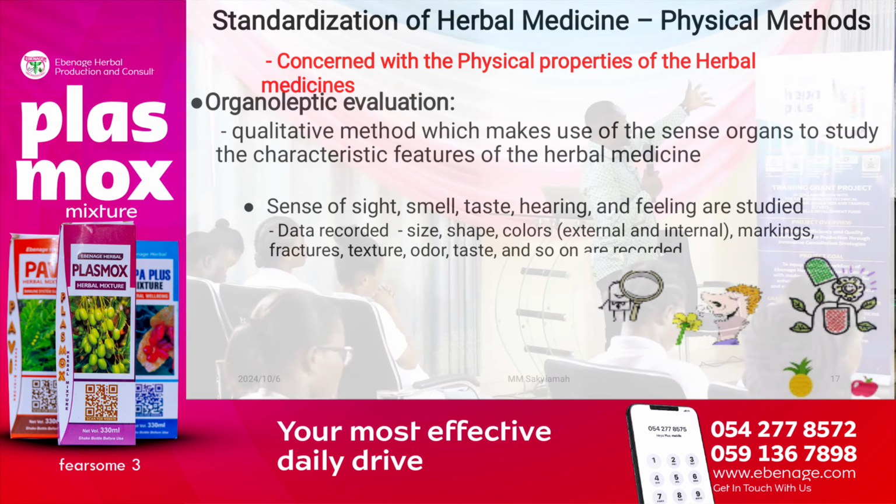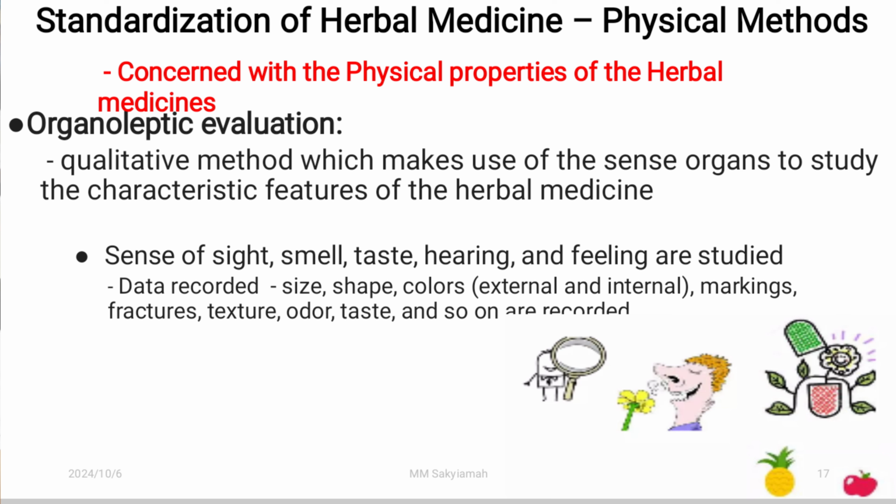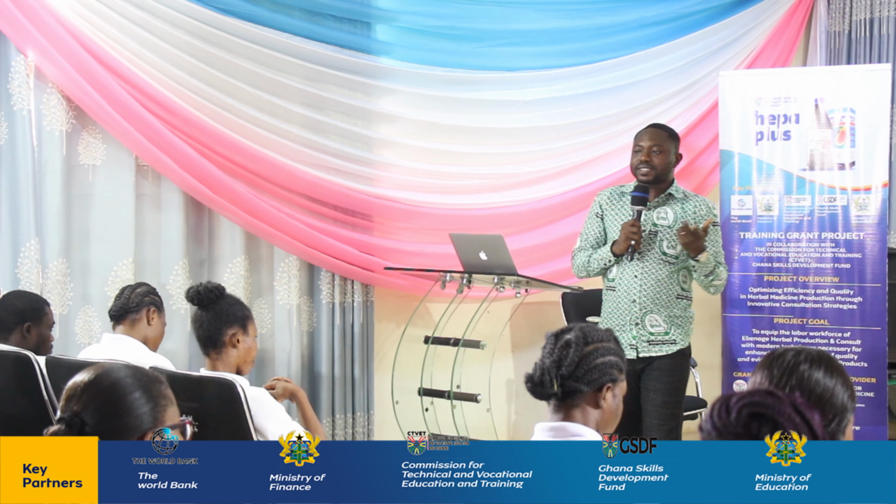And we call these things organoleptic evaluation. Right? So it makes use of the sense organs to study the characteristic features of the herbal medicine: the sense of sight, what you see, the smell, and taste.